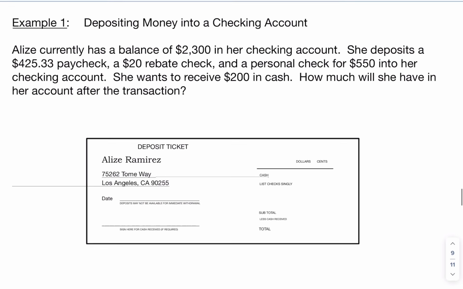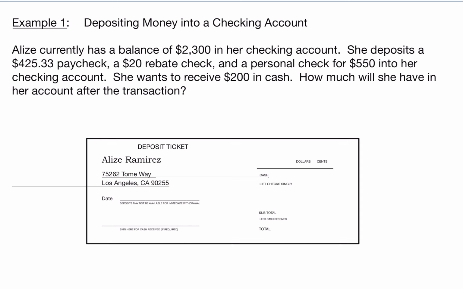Now let's take a look at the check register. We're going to shift gears here. So when you're depositing money into a checking account, there are some things that you're going to want to take care of. For example, in this example, we have Alice. It tells us that she currently has a balance of $2,300 in her checking account. She makes a deposit of $425.33. That was her paycheck.